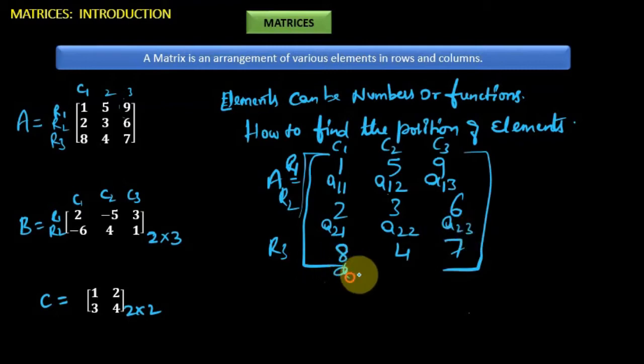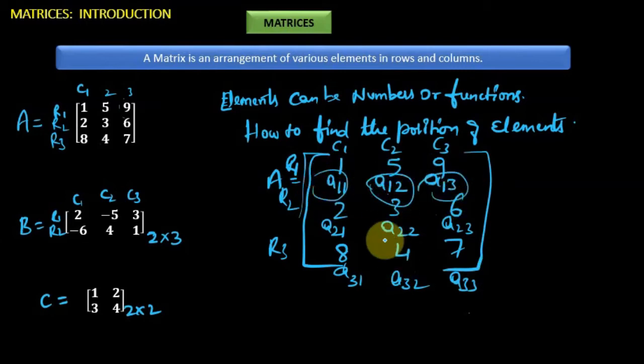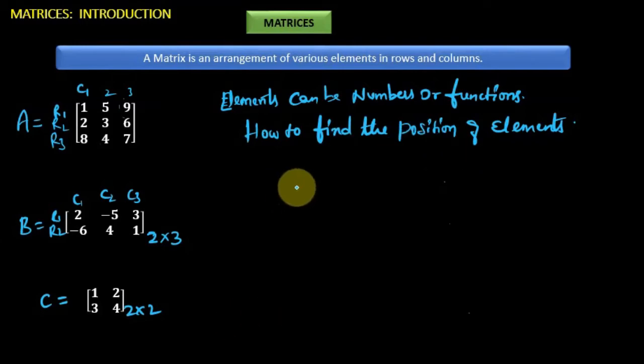Similarly 8 is present at third row first column, 4 at third row second column, and 7 at third row third column. In this way we will find the address of each element of a given matrix. Okay, how do we write the general form?